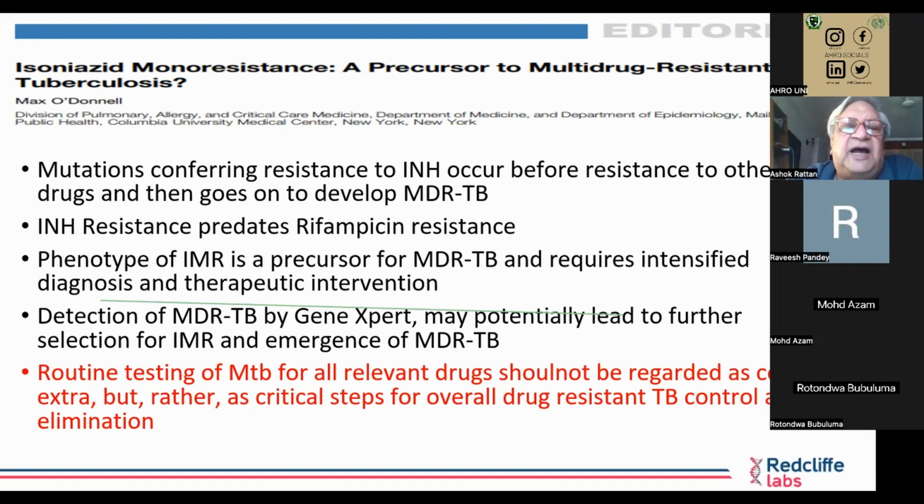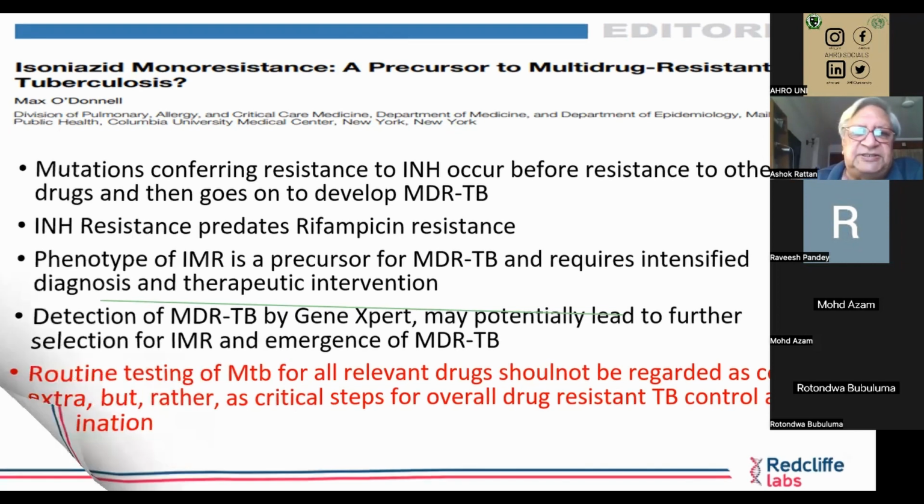Phenotype of INH monoresistance is a precursor of MDR and requires intensified diagnostic and therapeutic interventions. And he suggested that routine testing of Mycobacterium tuberculosis for all relevant drugs should not be regarded as a costly extra, but rather as a critical step for overall drug-resistant TB control and elimination.